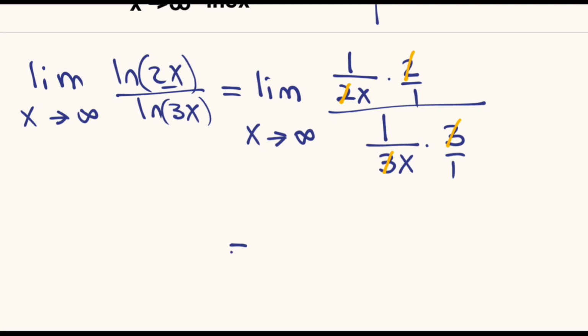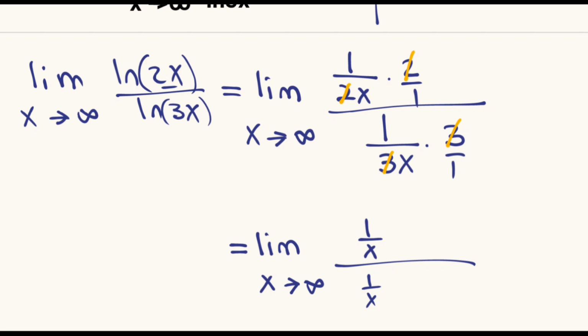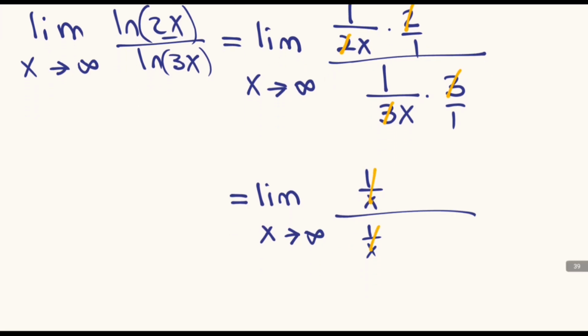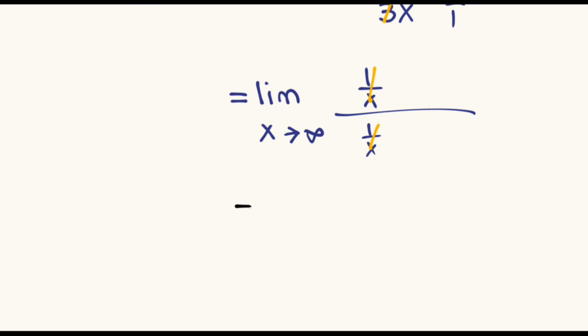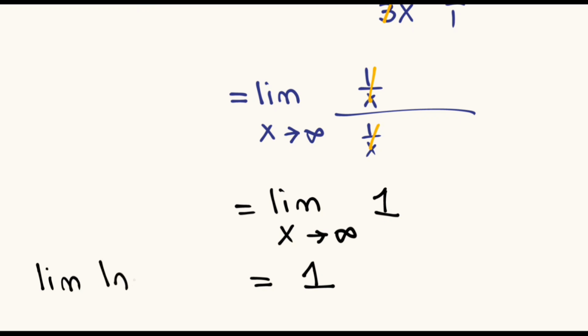So this will be equal to the limit of 1 over x divided by 1 over x as x approaches infinity. That 1 over x and that 1 over x will cancel out each other, and this will be equal to the limit of 1 as x approaches infinity, which is just 1. So the limit of ln of 2x divided by ln of 3x as x approaches infinity will be equal to 1.